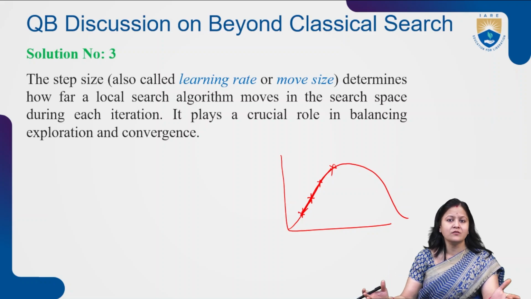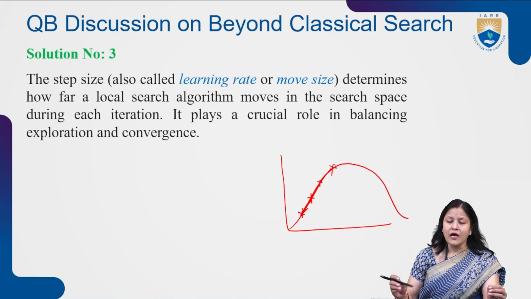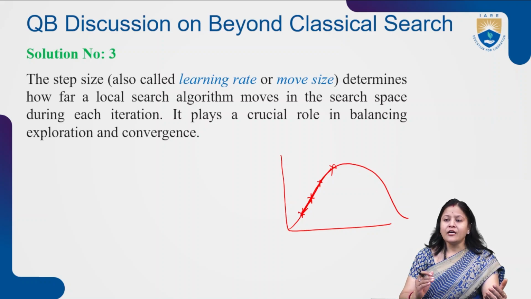In technical terms, it is called the learning rate. It plays a crucial role in balancing exploration and convergence. Exploration means it can explore based upon the learning rate or the move size. We can identify how fast the agent can explore the complete search space within a stipulated time. That is called exploration and convergence.